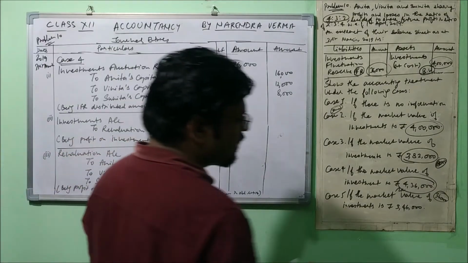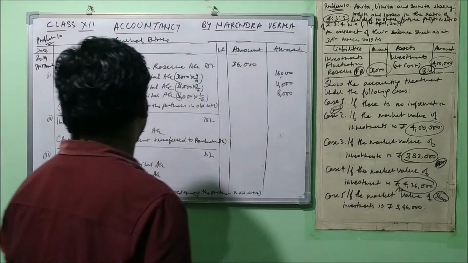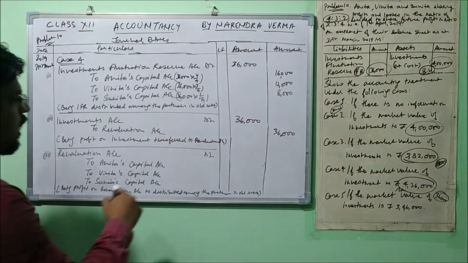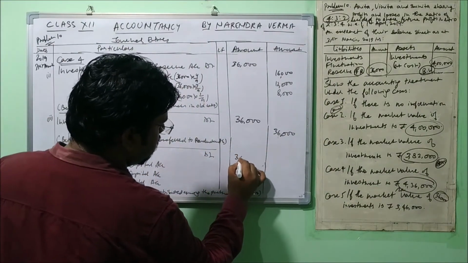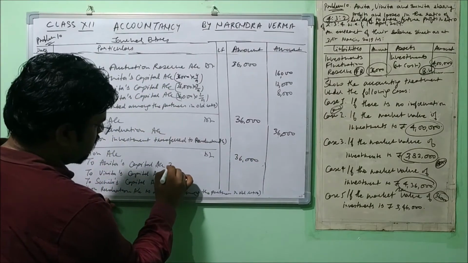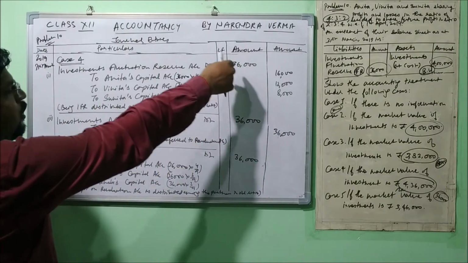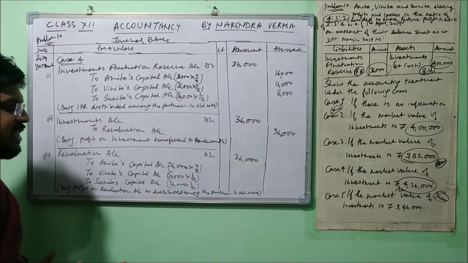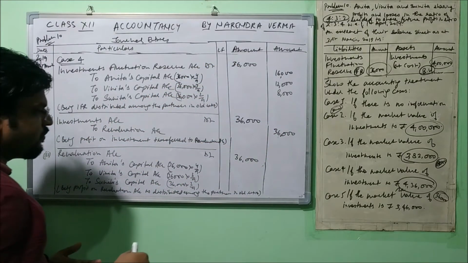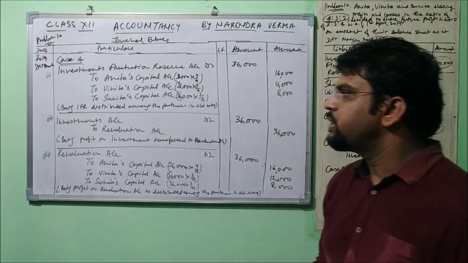Already we have seen that 36,000 is the amount of profit. So we'll put the amount here. Now this 36,000 will be divided among these. How? I'll just show you in the same way. So this is just a coincidence that the value of IFR and the profit is the same figure, but it doesn't make much difference. Okay, we can read the narrations here.